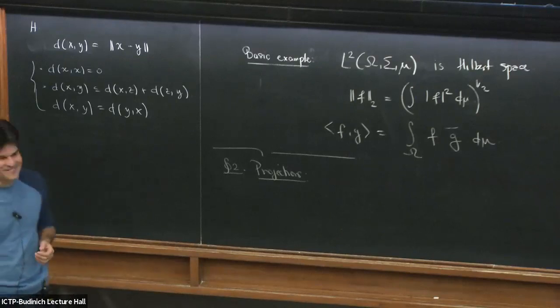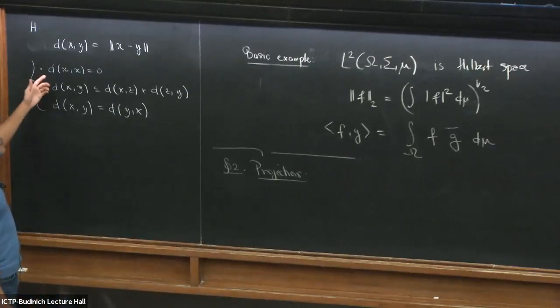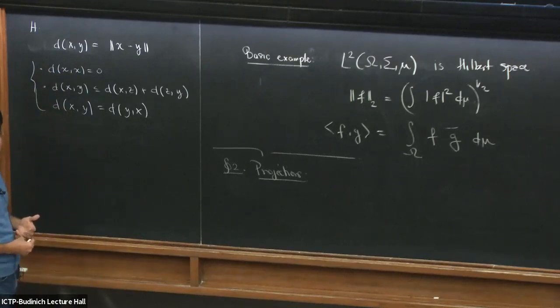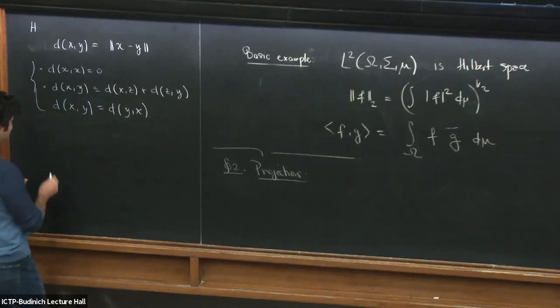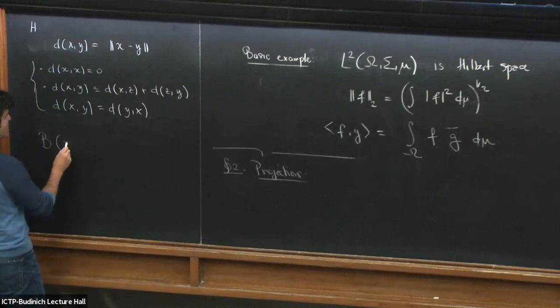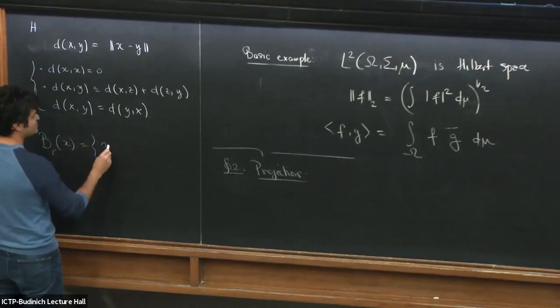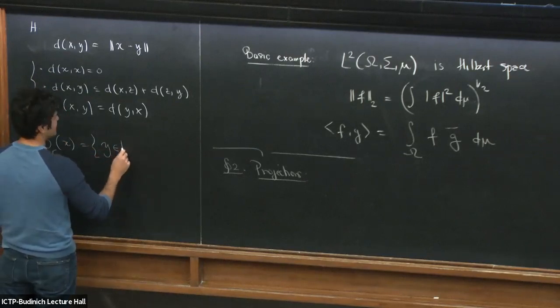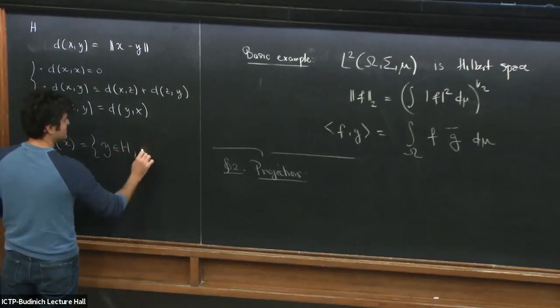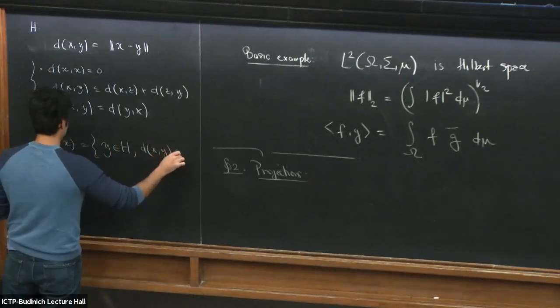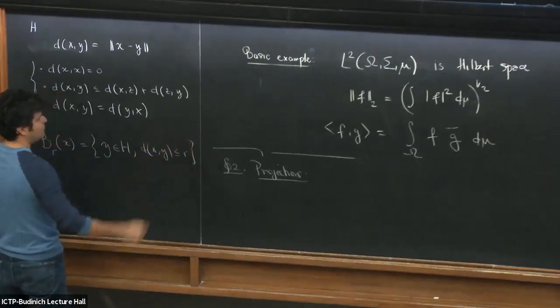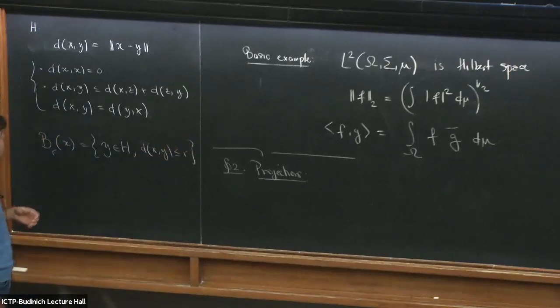Whenever you have a space with a distance, you call it a metric space, and this metric space has a basic topology on it. So you can define the ball of center x and radius r as the points y in your space, say H, such that the distance of x to y is less than r. So every normed vector space is a metric space, but the converse is not true. I mean, a metric may not come from a norm.